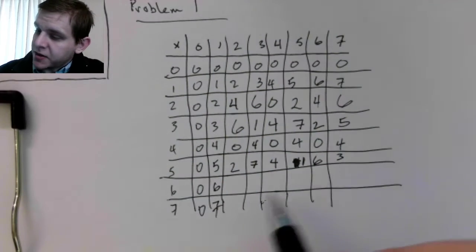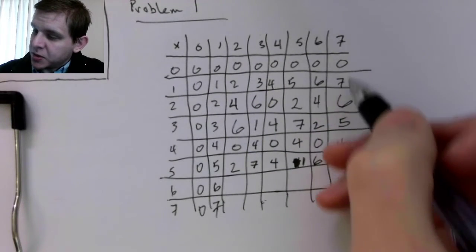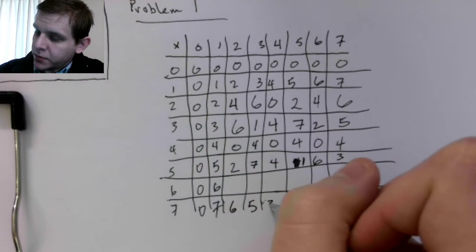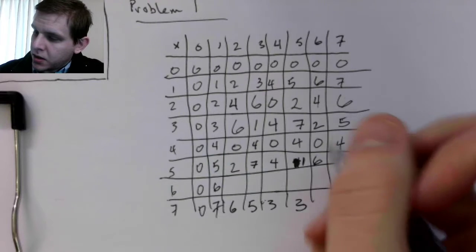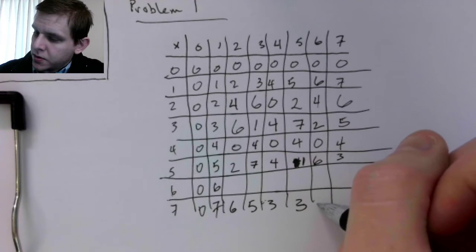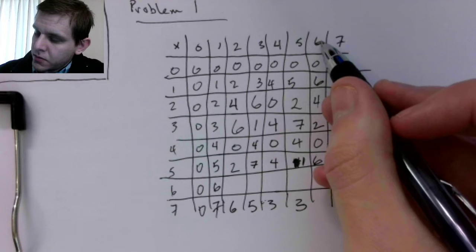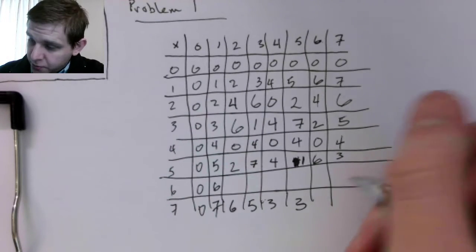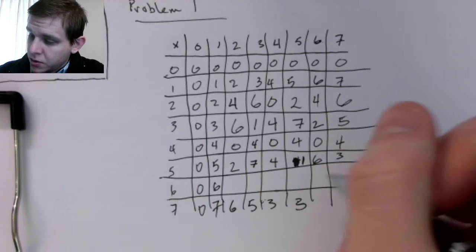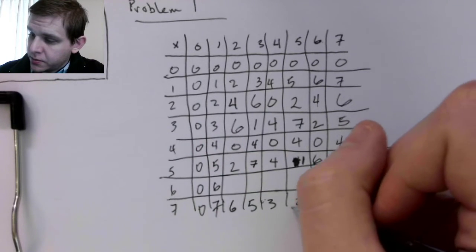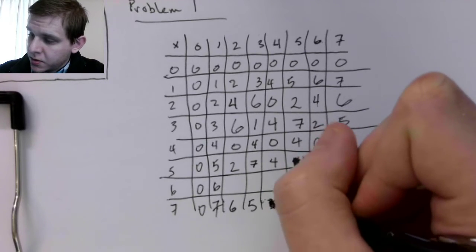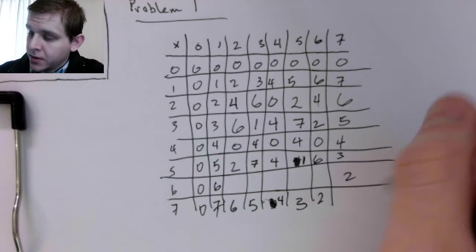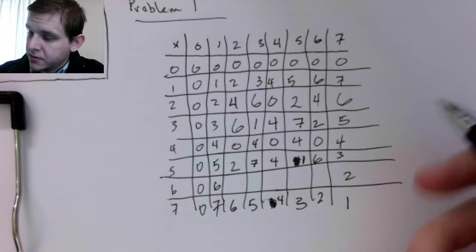Now we're almost done. In fact, we can fill in this bottom row here because multiplication is commutative, right? So 7, 6, 5, 4, 3. And I'm guessing this is going to be a 2. 6 times 7 is 42. 42 is 2 more than 40, yes it is 2. 7 times 7 is 49. It's 1 more than 48.